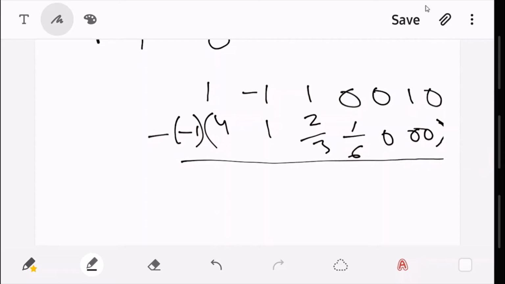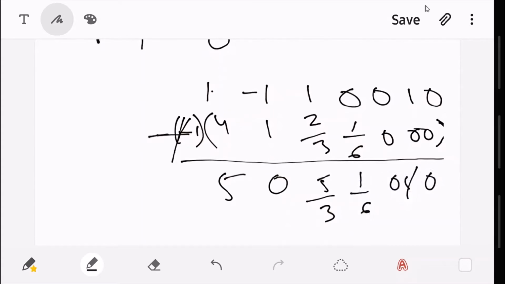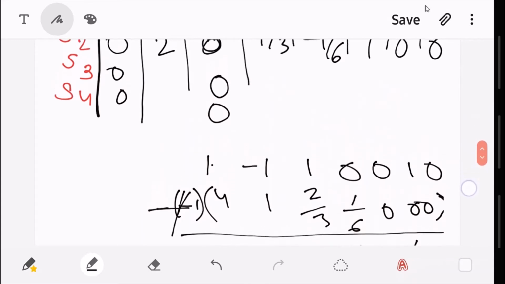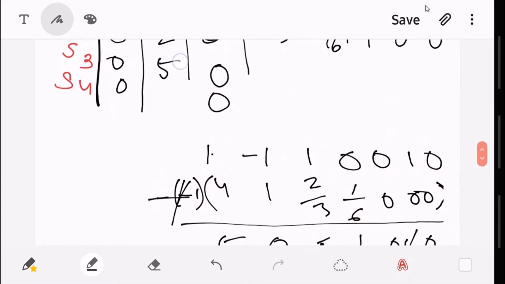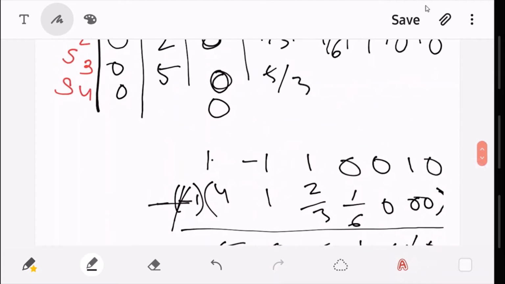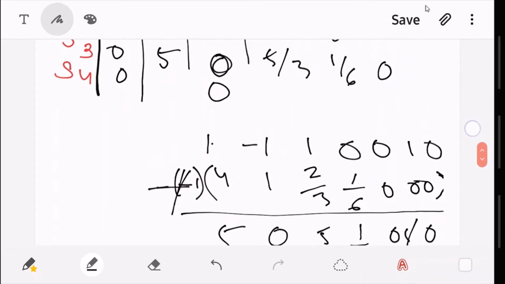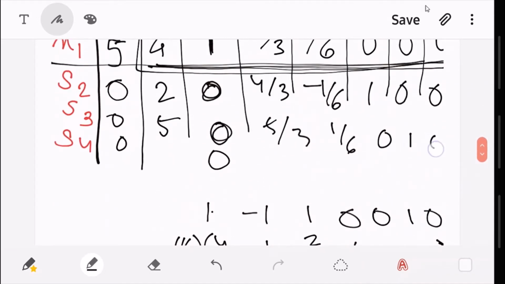This gives me minus minus will be plus. This is 5, 0, 5 by 3, 1 by 6, 0, 1, 0.